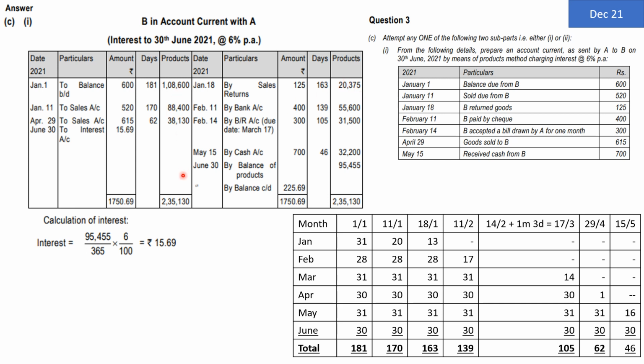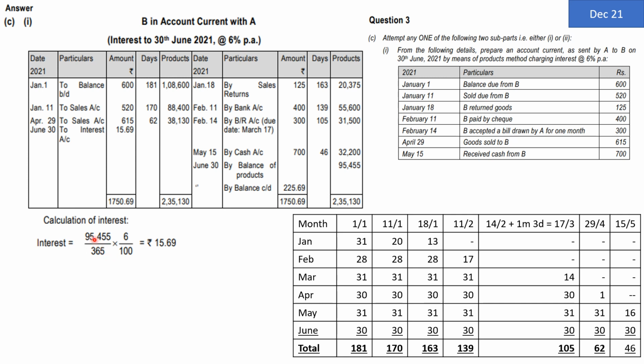So the total of product on the debit side is 2,35,130, and the total of product is therefore written here on the credit side also. So the balance of product is 95,455, which is the balancing figure. On this balance of product, we are going to calculate the interest. As I had already mentioned, it will be calculated only for one day.